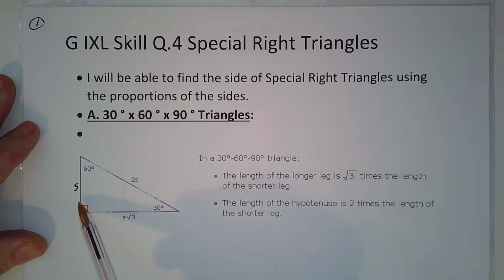So the shorter leg is S. So if you just took S and multiplied it times the square root of 3, that would be the equivalent of the length of the longer leg. Now these are proportions. So you'll notice then that the length of the hypotenuse is 2 times the length of the shortest leg. So if you know the length of the shortest leg and you double that, you know what the hypotenuse is. If you know the length of the shorter leg and you multiply that times the square root of 3, then you know what that length is. So that gives you some idea of what you're doing here.